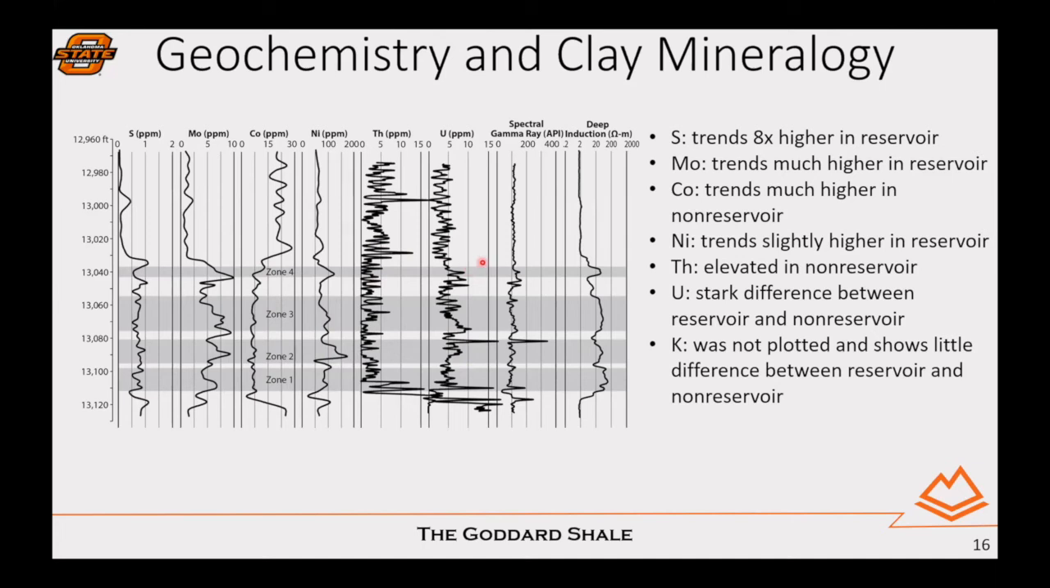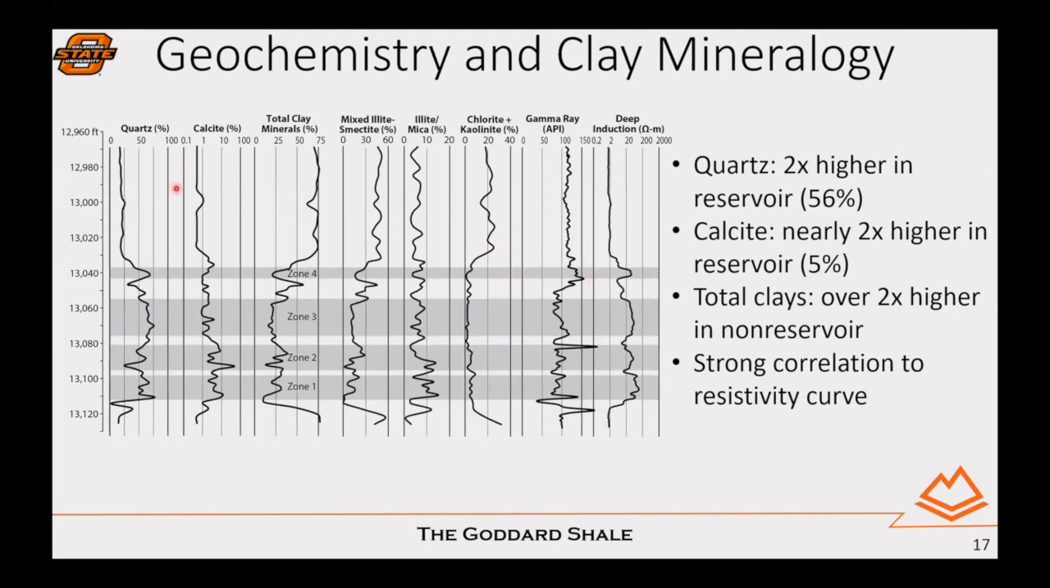I didn't plot the potassium curve. It doesn't really show a difference in the signature between reservoir and non-reservoir, but we can see that there's not really a correlation to the spectral gamma curve, but there are some weak relationships to the resistivity curve.